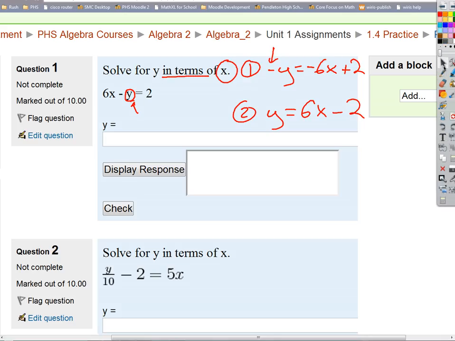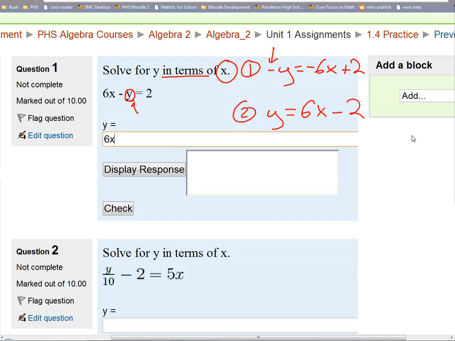Okay, so let's try that. I'll just do it on the computer. So that's a pretty easy one. All I have to do is write 6x minus 2, and that's my answer. But how do I know that that's what the computer saw, that it saw what I wanted it to see? There are two buttons here, display response and check. Check is what it always meant on the other assignments. Check is I'm going to see if I got it right.